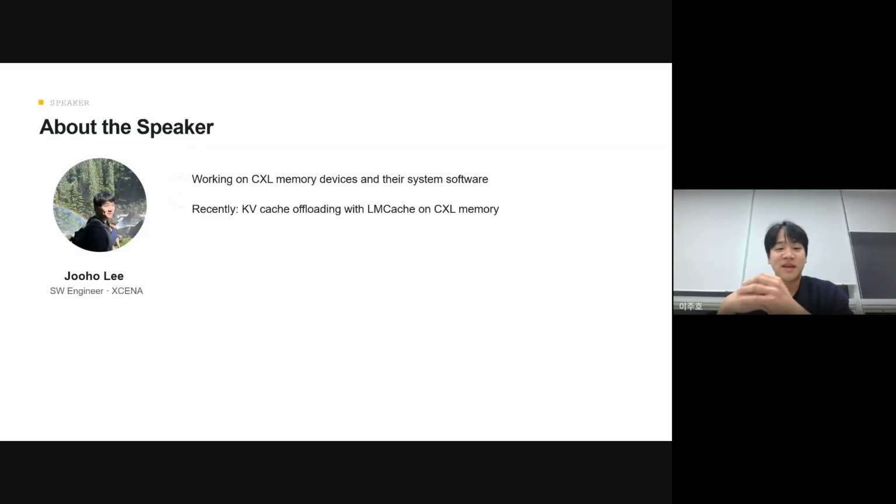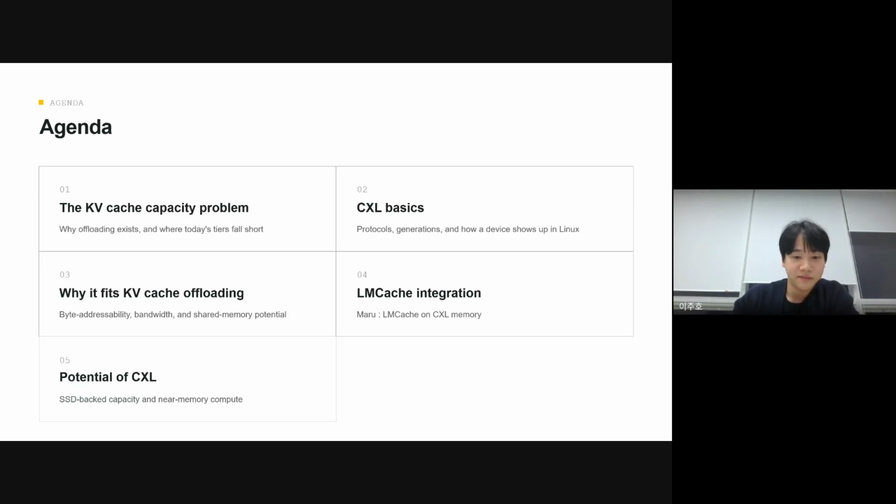So to introduce myself, my name is Jooho Lee, and I'm a software engineer at XCENA, a startup in Korea. We build CXL memory devices, and I work on the system software for them. Recently, I've been working on KV cache offloading using CXL memory, and I have a lot of interest in implementation in LMCache. So here is today's agenda, so take a look at it.